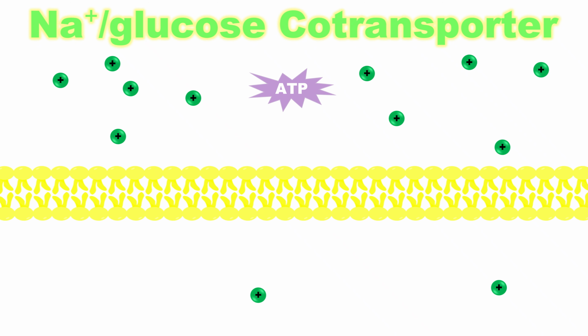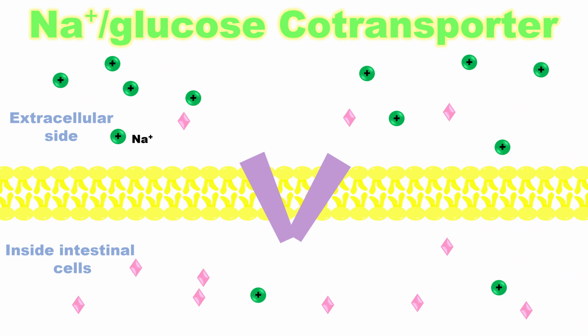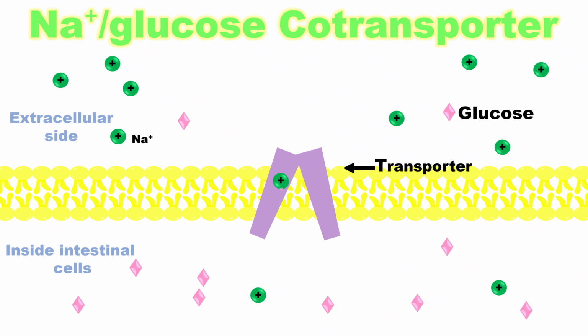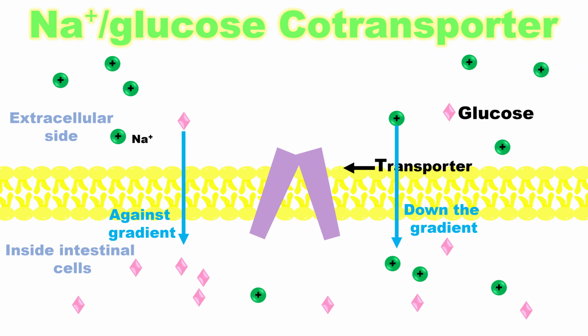The sodium-glucose cotransporter in the gut is a secondary active transport mechanism. It uses the energy stored in the sodium gradient created by the sodium-potassium ATPase to move glucose into intestinal cells against its concentration gradient without directly using ATP.